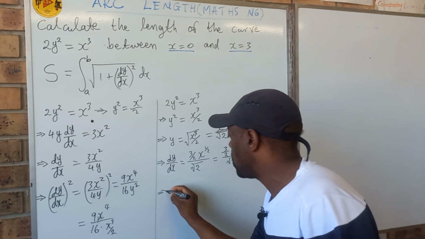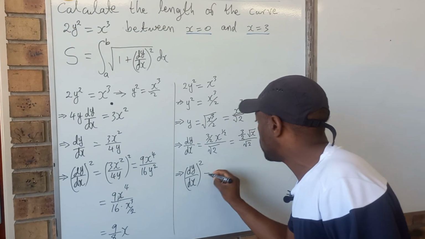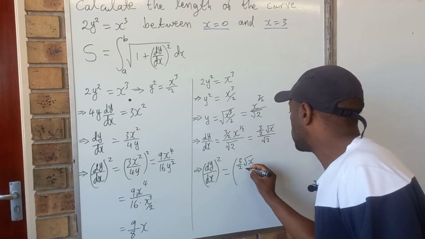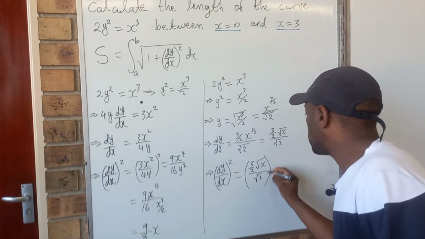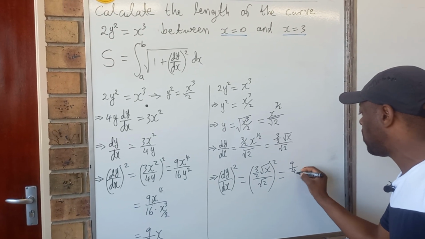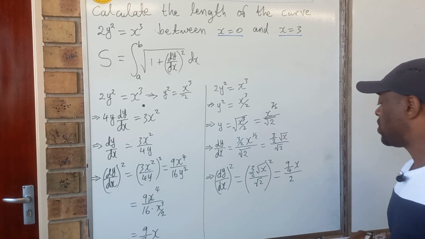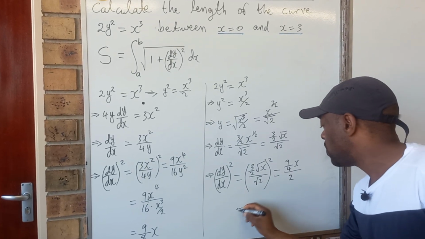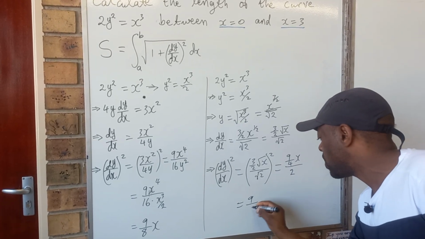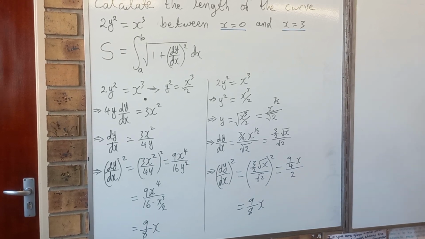Then if I go on and square both sides, since I need dy dx all that squared, it means I'm squaring 3 over 2 root x on root 2. That's what I'm squaring. If I square the numerator, I'll get 9 over 4 x, since the square will take out the square root, then all this divided by 2. And you see it, if you check now, 9 over 4 divided by 2, it still takes us to 9 over 8 x. Yeah, so that is what you get.